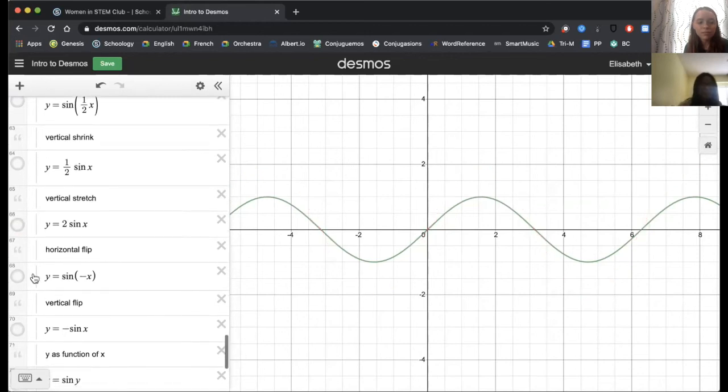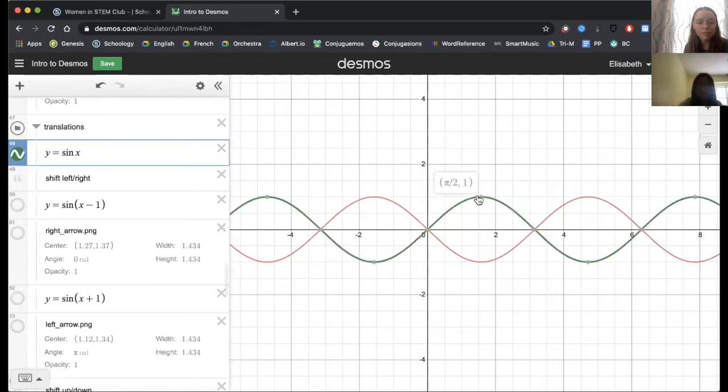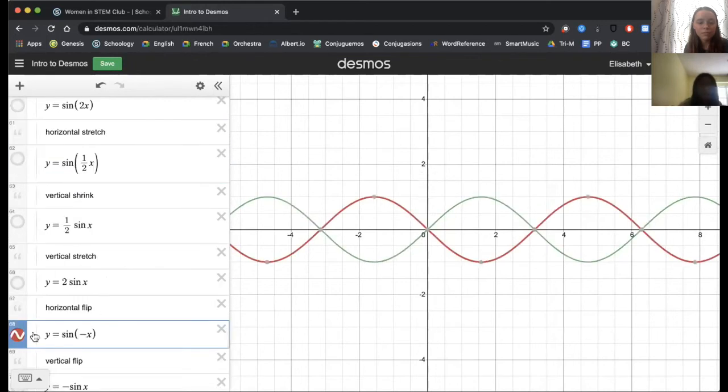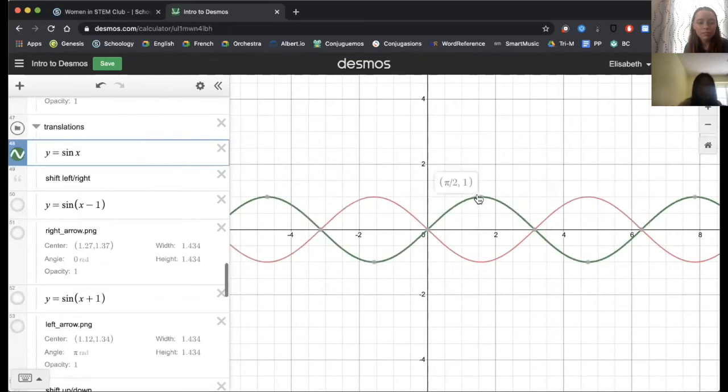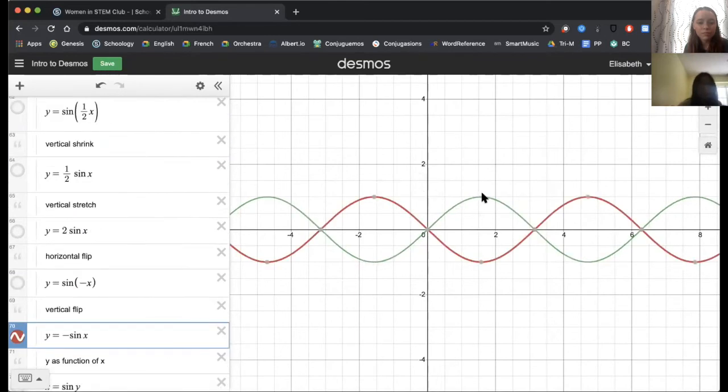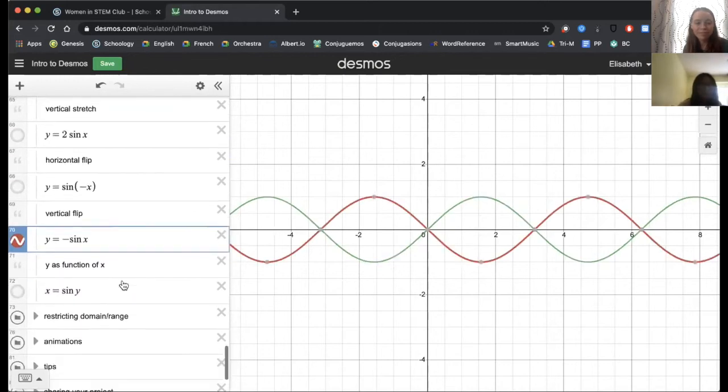You can also flip it horizontally. As you can see, what would be positive here would now be negative here. Or you can flip it vertically. So as you can see, what is positive here is now negative here.